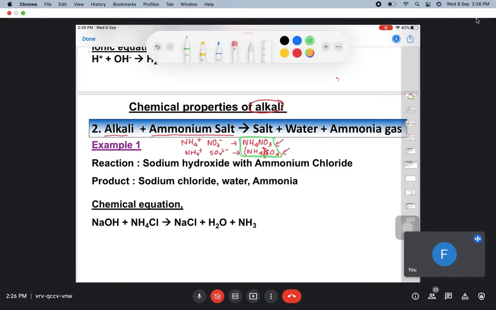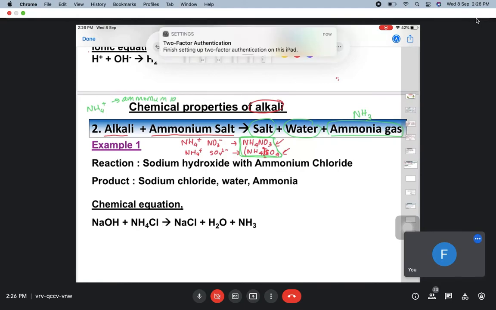So alkali can react with ammonium salt, and the reaction will produce salt, water, and ammonia gas. And the formula for ammonia gas is NH3. This is for ammonia gas. NH4+ is the ammonium ion. Make sure you don't get these two confused. This is for the ammonia gas molecule.